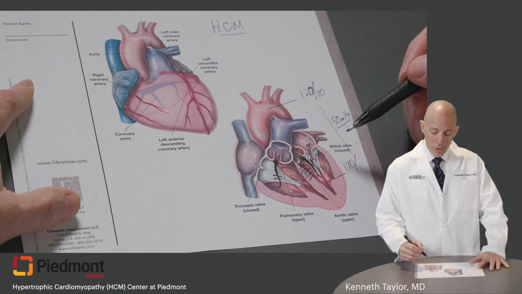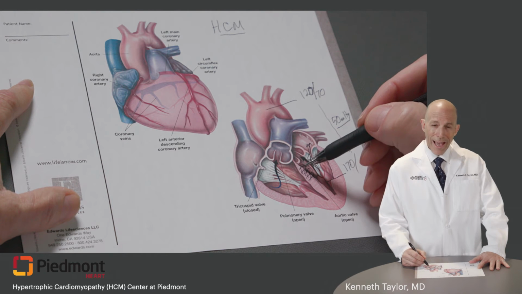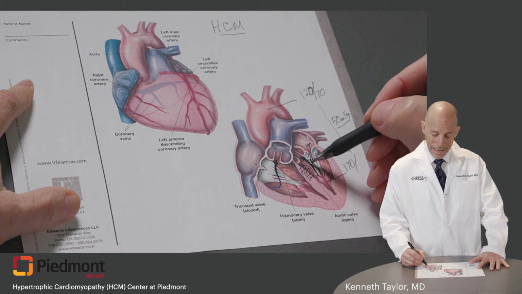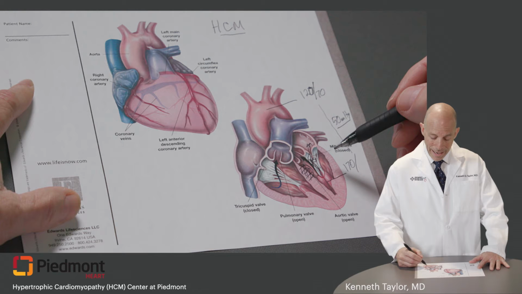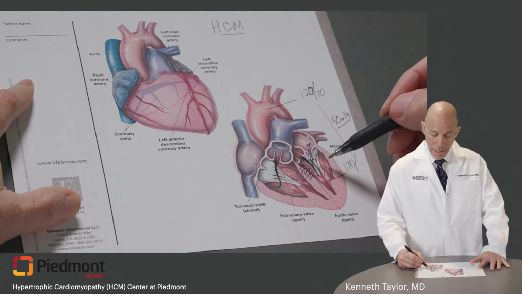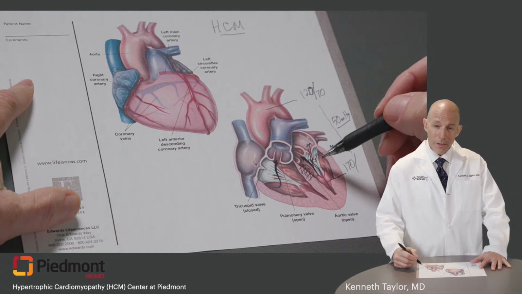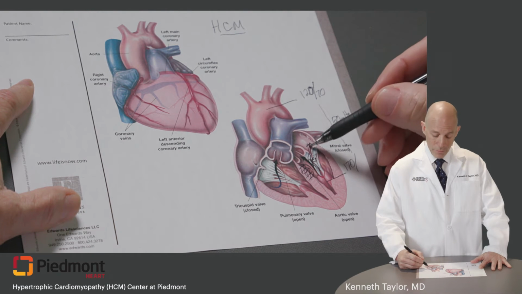We typically treat this disease first with medicines to try to reduce how much this heart muscle thickens and how much it obstructs blood flow coming out of the heart. And we can follow that with echoes and with stress echoes to look at the gradient across the outflow tract as well as the degree of leakiness of the mitral valve.